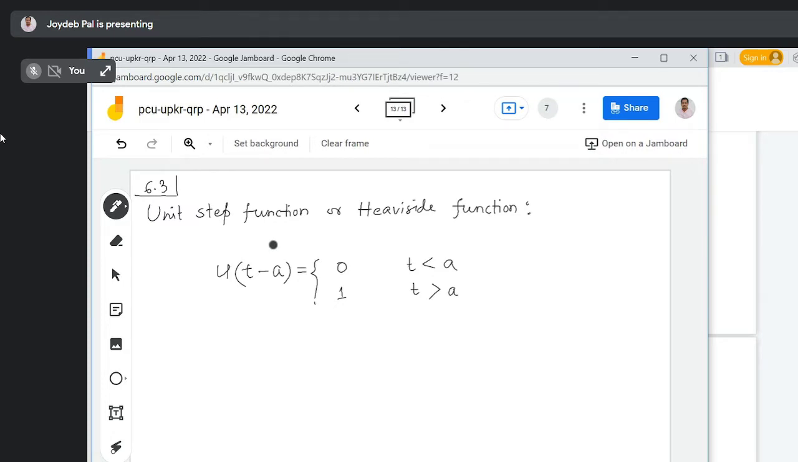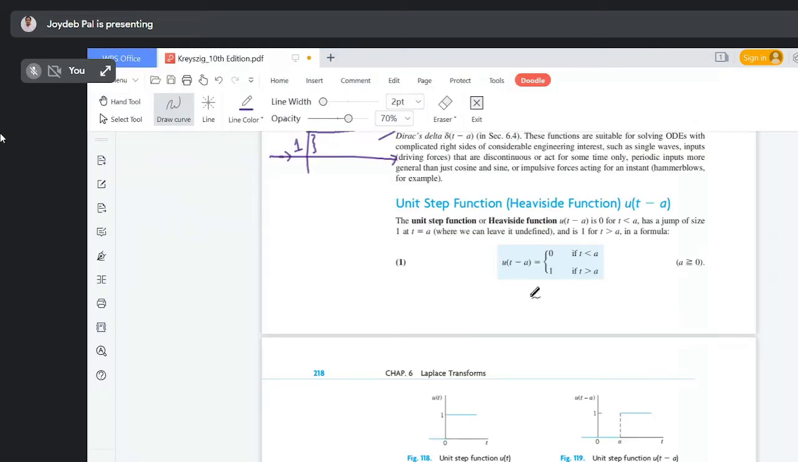Small u(t minus a), its value is 0 whenever t is less than a, and 1 whenever t is greater than a. And we are taking that the function is not defined at t equal to a. Okay, meaning what the value at a is, that is not defined. In some books the function is defined at a, meaning you can put the inequality in either the first or the second, that is also okay. But according to your basic book, at the point t equal to a, the function is taken as undefined.